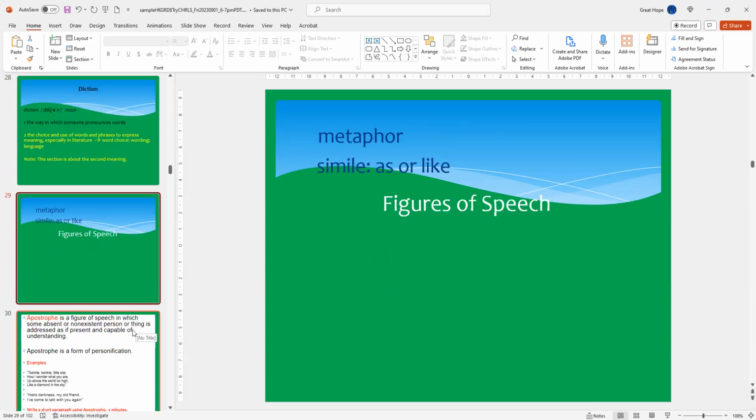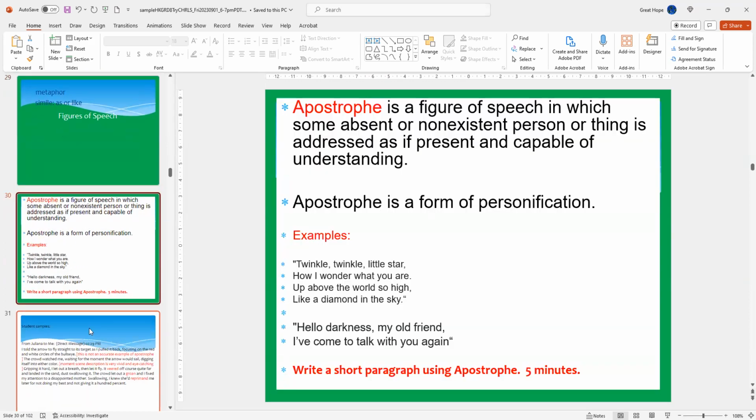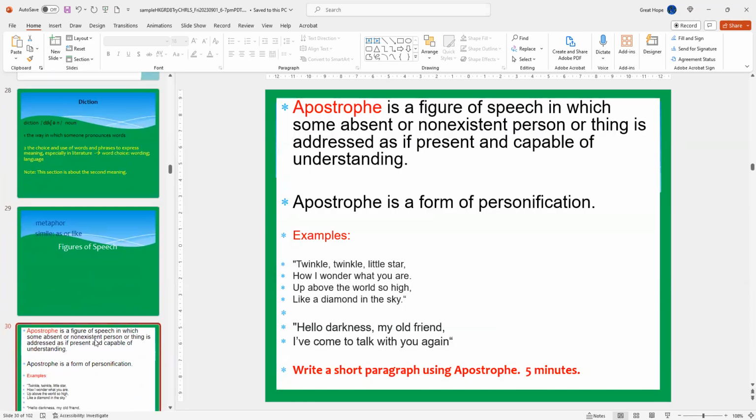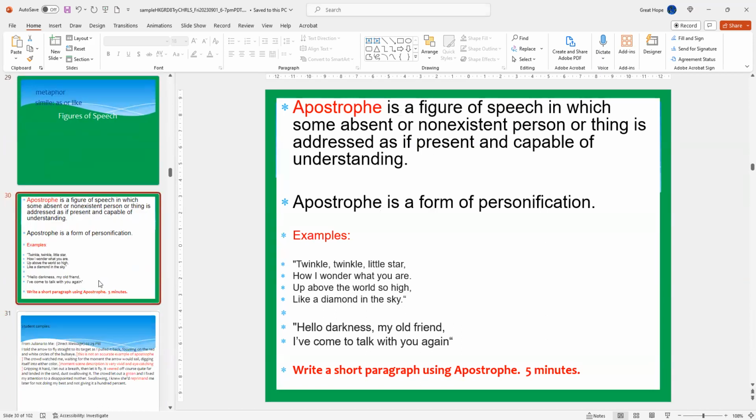Obviously, we all know metaphor and simile, kinds of figures of speech, but those are just a very small part of diction. Today we want to learn one literary device, also a figure of speech. It's called apostrophe. Apostrophe here is not the little punctuation mark. It's a figure of speech or literary device.